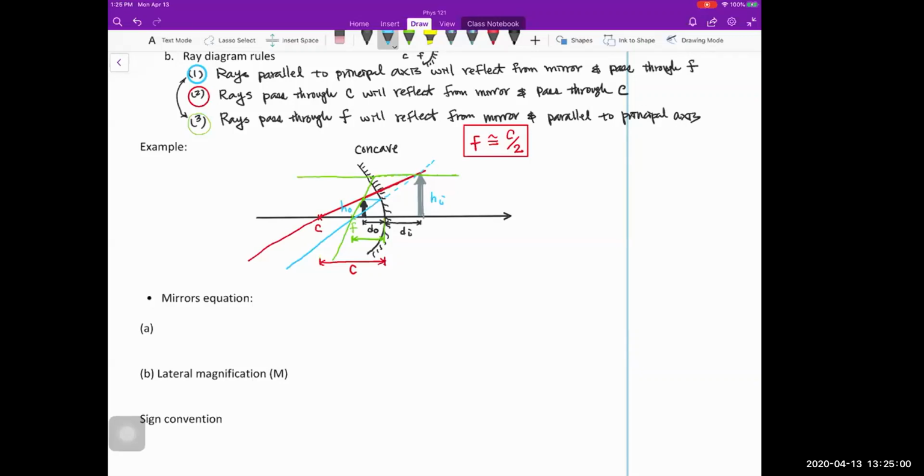Now, if we wanted to calculate, we can actually find an equation to calculate the location of those objects, and that equation is what we call the mirror equation. So the mirror equation is similar to the lens equation. That equation, let me just write it down over here. The mirror equation is this.